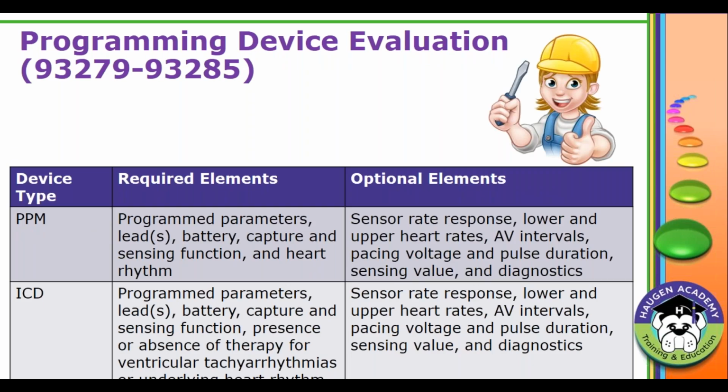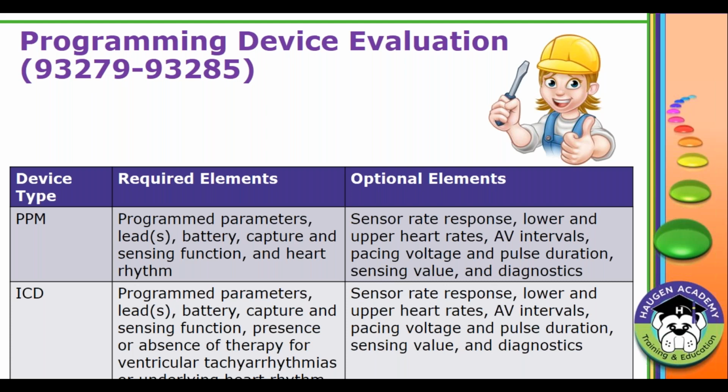Programming device and evaluation codes. Again, I'm only pulling out the pacemaker and ICD programming codes here. There are additional codes here for loop recorders and I believe subcutaneous ICDs as well. But the programming device and evaluation codes, I think this is a great little table that shows you what is required to be done in order to report these codes versus those optional elements that may be performed in addition.